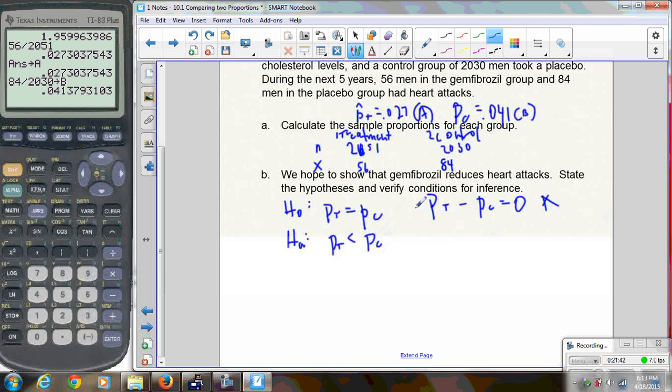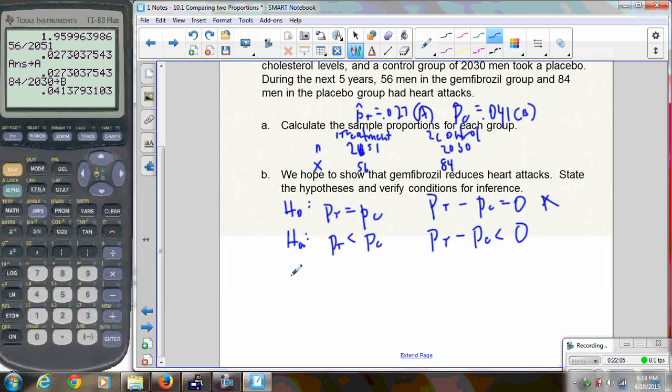If I wanted to write it as a difference, then I would expect the difference to be negative. So I would say P sub T minus my control is going to be less than 0. And so you can write it either way. It really doesn't matter, but ultimately when we start writing down the probabilities, writing it as a difference is going to be a little bit better.